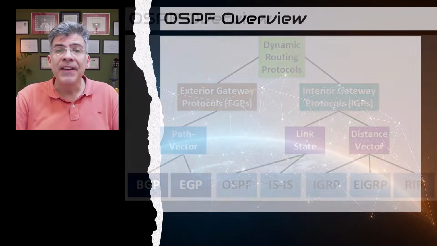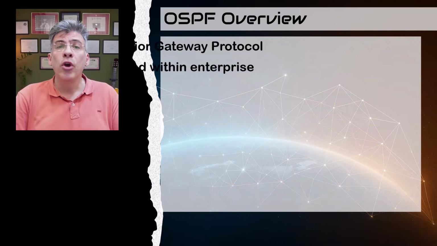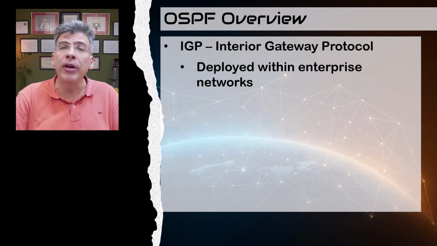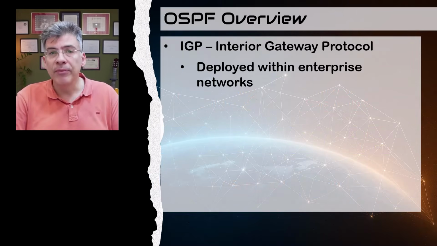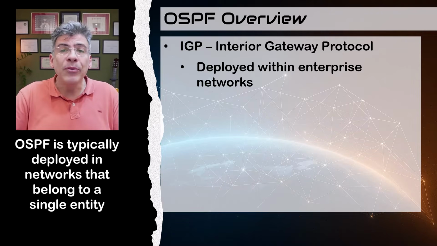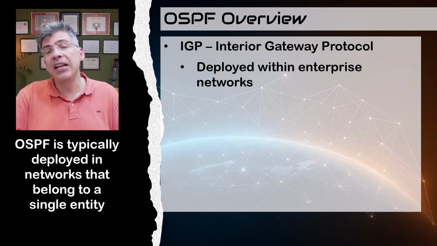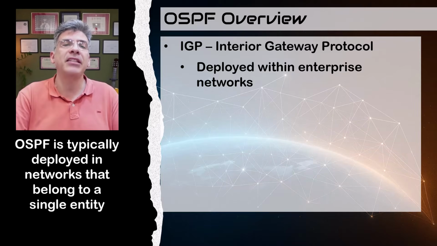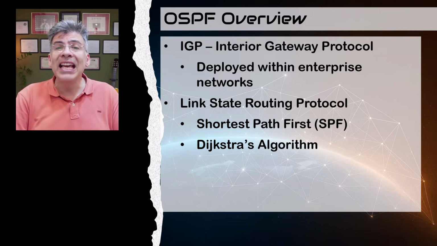Now, OSPF is an IGP, as we mentioned, which means that it is typically deployed within an enterprise network and within a particular autonomous system. In other words, the network in which it is deployed is typically owned, operated, and administrated by a single entity. It belongs to the link state routing protocol subcategory.